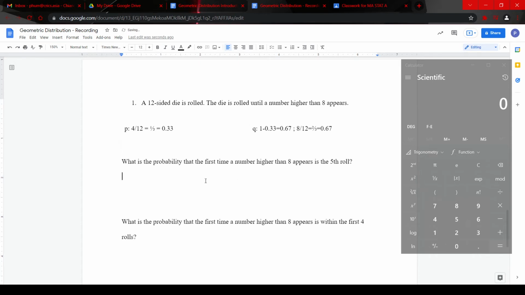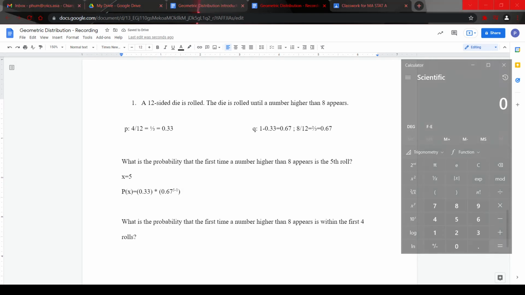So now let's do some of these questions. The first question is, what is the probability that the first time a number higher than 8 appears is the 5th roll? In this question, my x is equal to 5, right? It specifically tells me that it is the 5th roll. So then our probability is equal to 0.33 times 0.67 to the power of 5 minus 1, or to the power of 4, right?